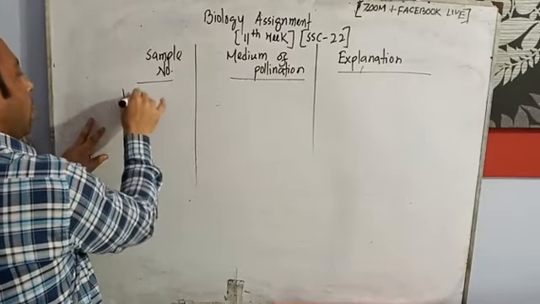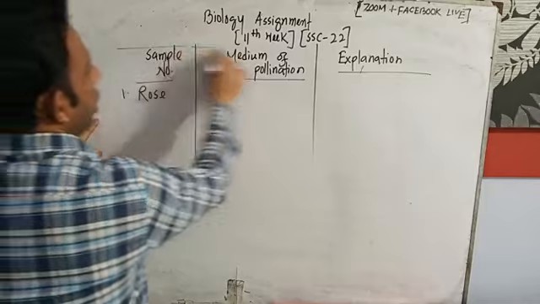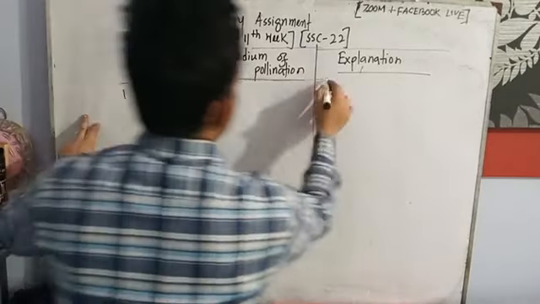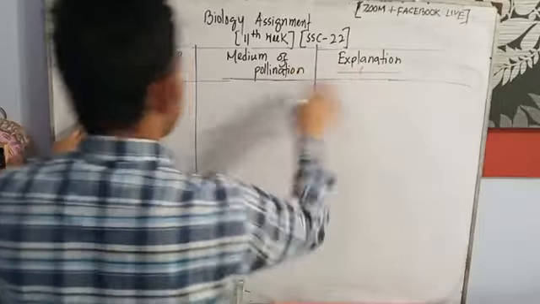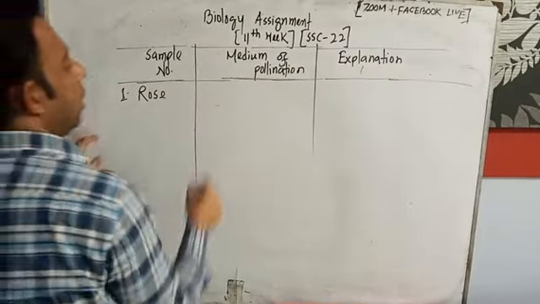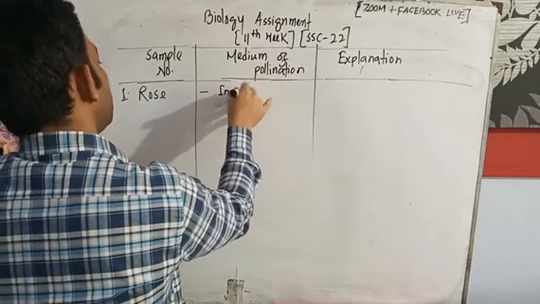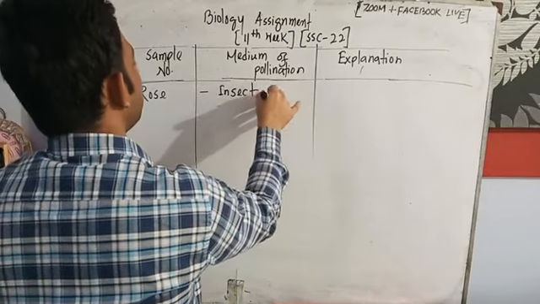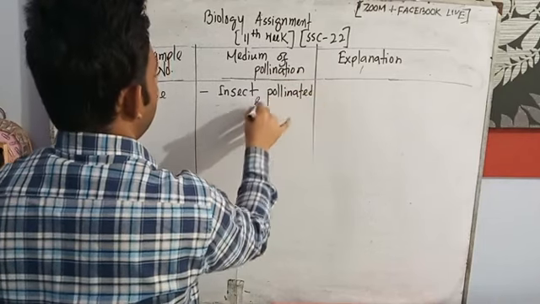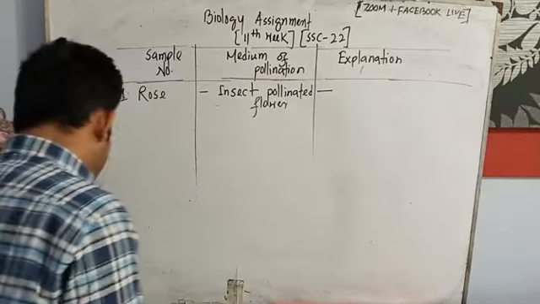Sample number 1 was the rose. For the second chart, you will make sure the chart is made accordingly. It will be a big chart. So sample number 1 is the rose. The medium of pollination is insect pollinated flower, insect pollinated flower. So for the explanation, you will write accordingly.